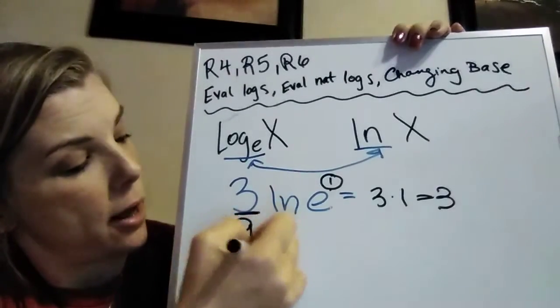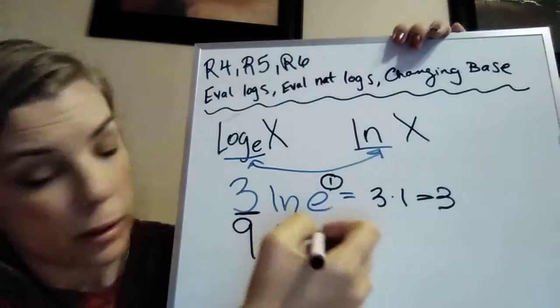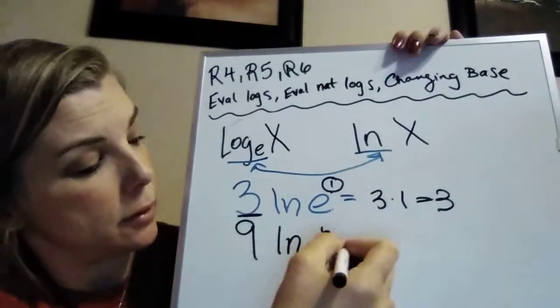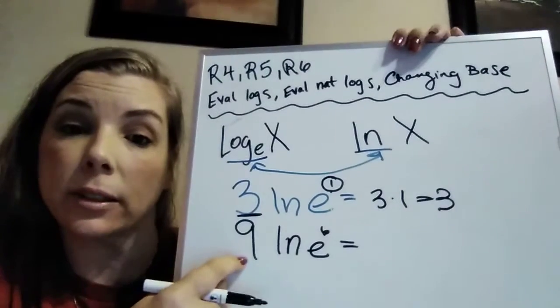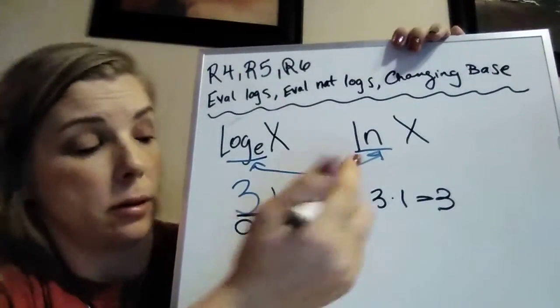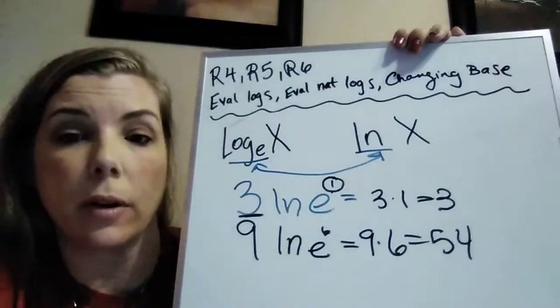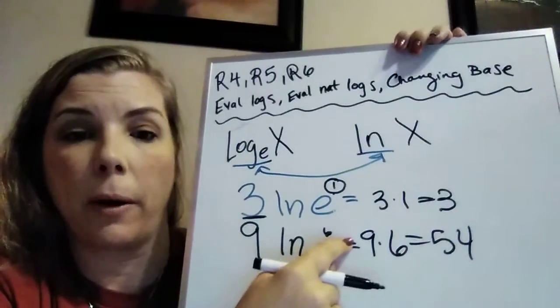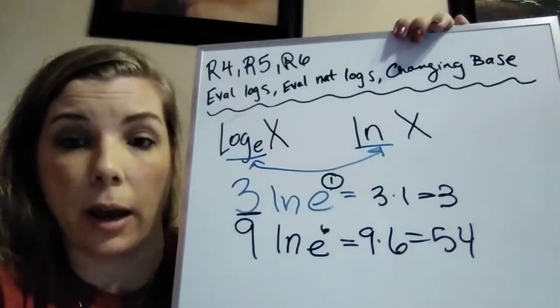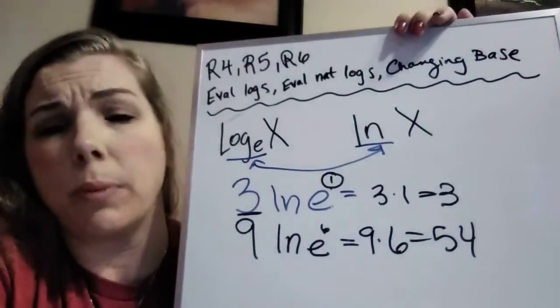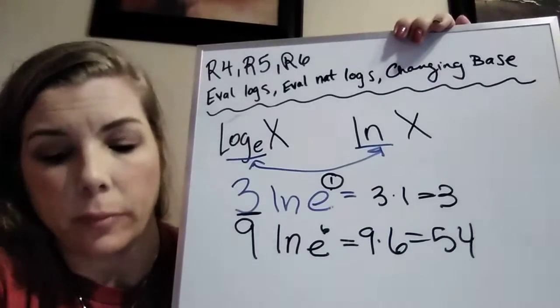Okay, so let's try another one. What if we have 9 natural log e to the power of 6? Remember, you're going to multiply the outside one and the exponent. So 9 times 6 is 54. 9 natural log e to the power of 6 is 54. Okay, and you could plug that into a calculator. It needs to be a scientific calculator, but you could plug it in, you would get the same answer.